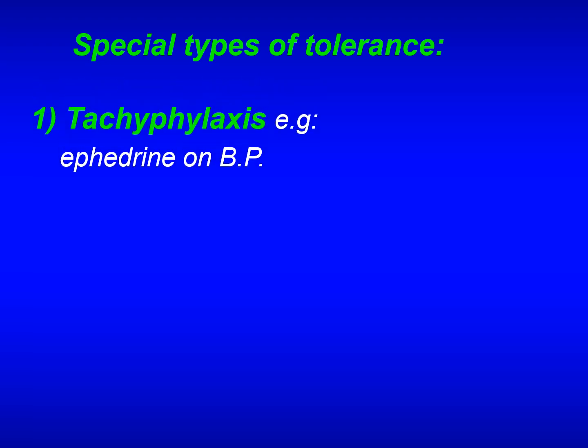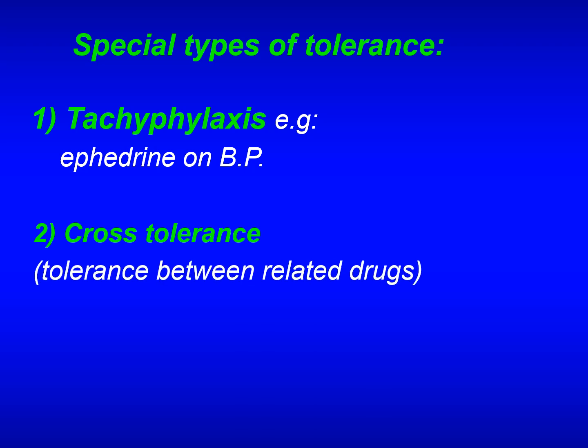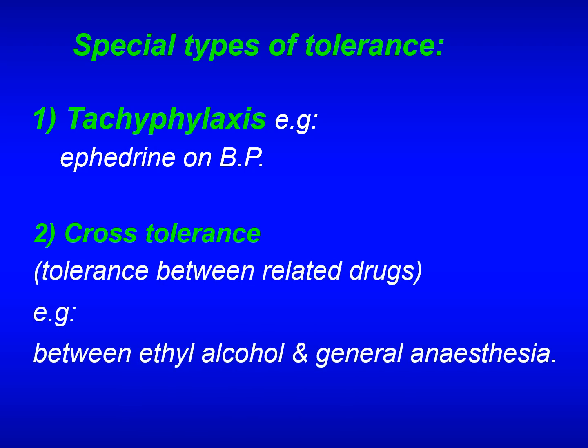Special types of tolerance. Tachyphylaxis is acute acquired tolerance. For example, effect of ephedrine on blood pressure. Cross tolerance means tolerance between related drugs. For example, between ethyl alcohol and general anesthesia.